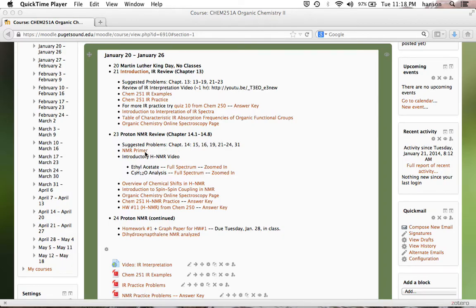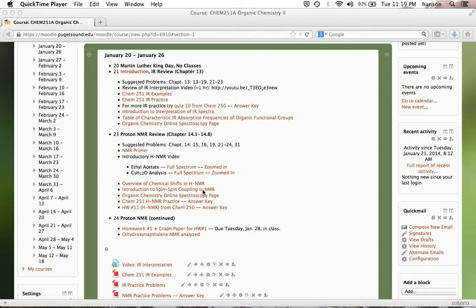I've also put a link to this NMR primer document, which was prepared by Luke and is a really nice overview of a lot of the things we'll be talking about in proton NMR, so another good resource for you. I've also got a couple of handouts down here: an overview of chemical shifts in proton NMR and an introduction to spin-spin coupling in proton NMR. I'll be giving you copies of those in class, so you don't have to make copies yourself right now.